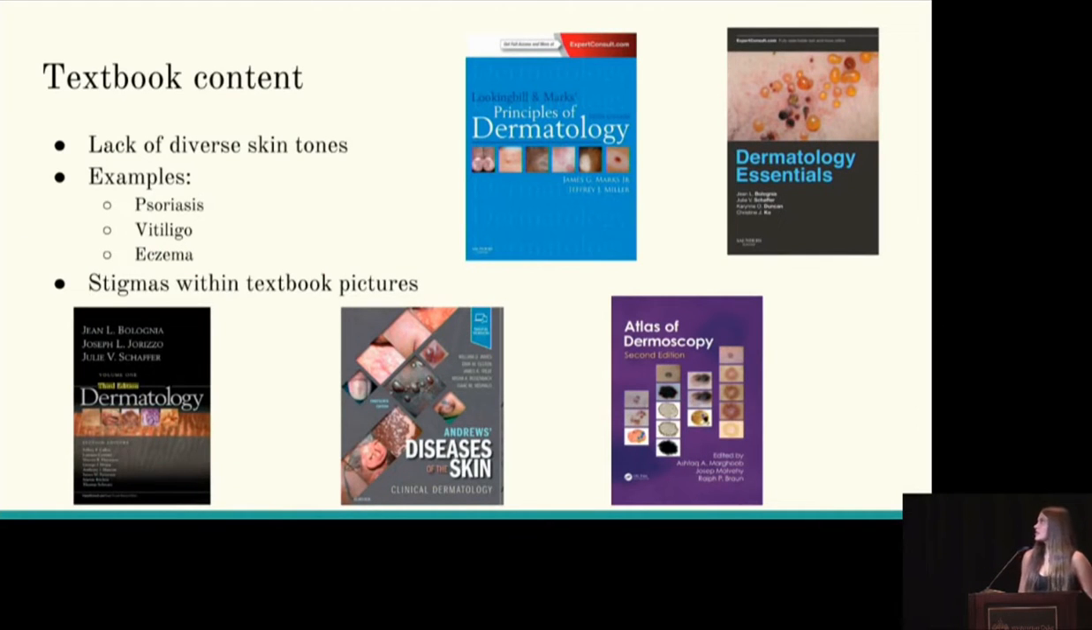Textbook content. Within these textbooks, there is a lack of representation for diverse skin tone images. Not only is there a lack of representation within these textbooks, but there are stigmas within these textbook pictures. The images that are shown of darker skin tones within these textbooks are mainly of sexually transmitted diseases and infectious diseases, with 0 images of common skin conditions such as psoriasis, vitiligo, and eczema.